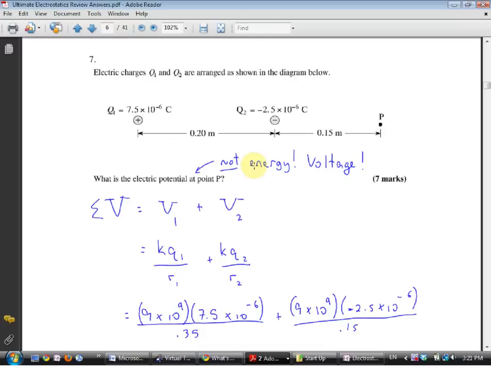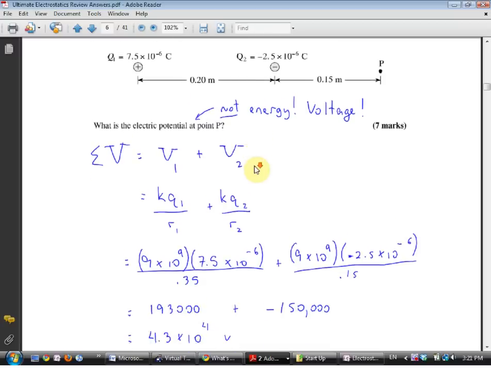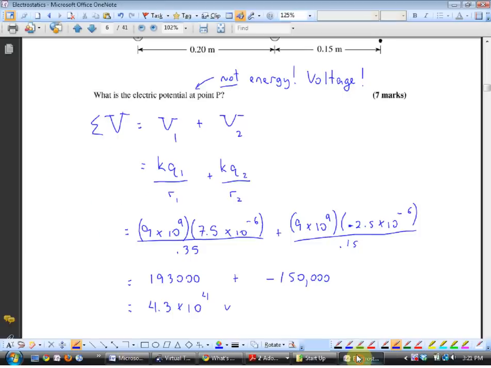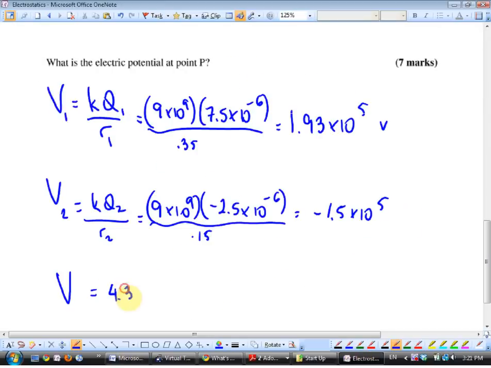Oh, and you can even see in my notes here, I wrote, not energy, voltage! 4.3 times 10 to the 4th. 193,000 plus negative 150,000. 4.3 times 10 to the 4th volts. You see the slight difference between potential, total, and potential difference, two locations, okay, and voltage, I know, which is sort of both.